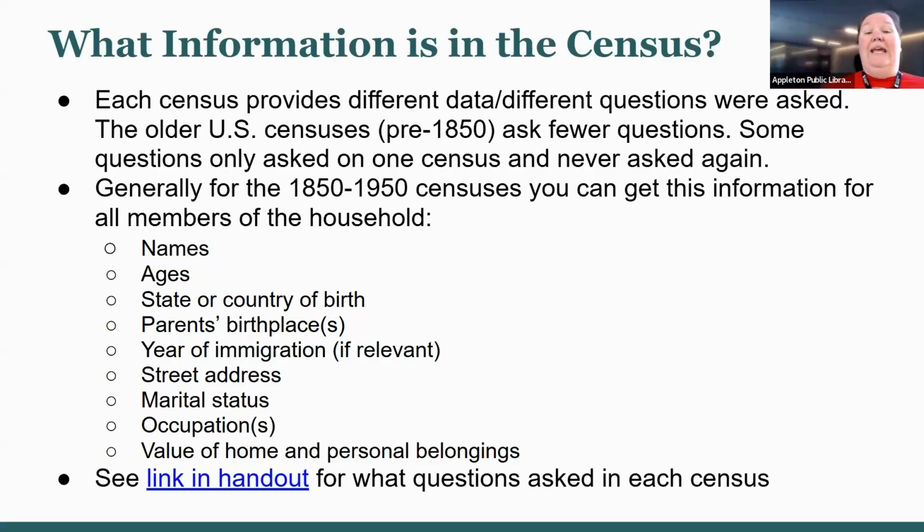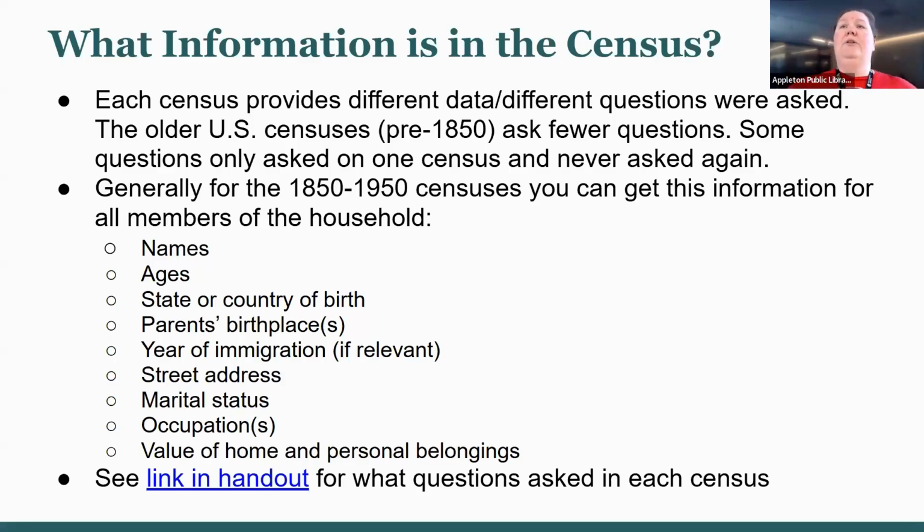But generally, between 1850 and 1950, which is the most current census that we genealogists have access to, you can get this information for every member of the household. So you can get their name, their age, their state or country of birth, the birthplace of their parents, the year of immigration if they were an immigrant, their street address, their marital status, their occupation or occupations, and the value of their home and personal belongings.